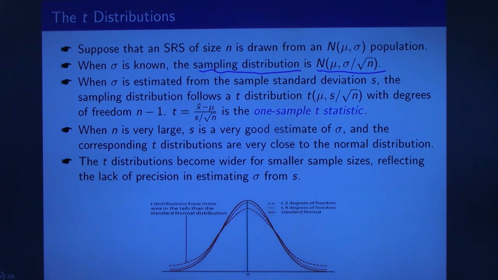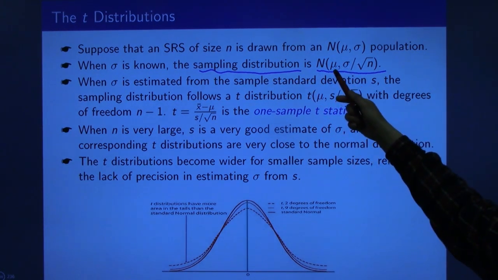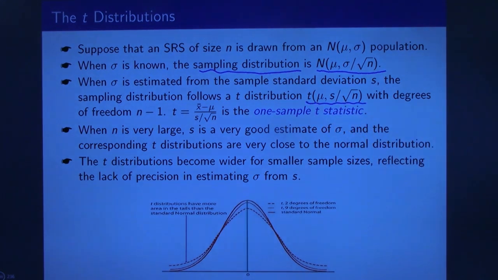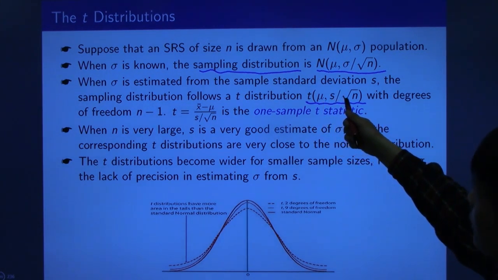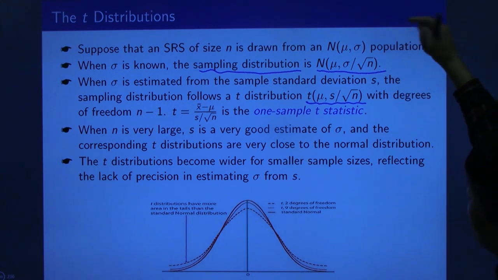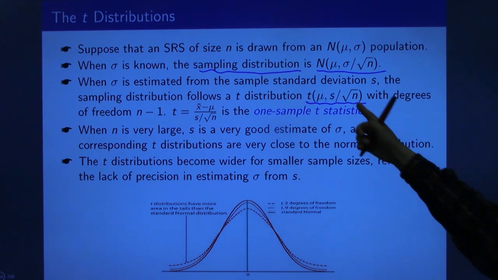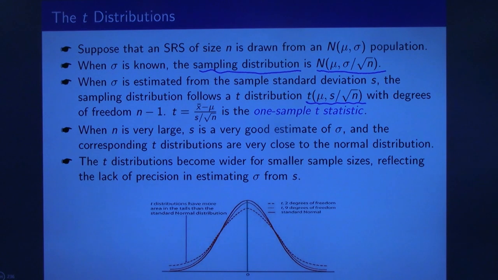But when sigma is not known, we are going to use the standard deviation of the sample S as an estimate. In this situation, the sampling distribution is no longer a normal distribution. Instead, it will satisfy a T distribution. That T distribution has a mean of mu and a standard deviation of S over square root of n. So you can see these two are very similar. If we know sigma, then we just use sigma. If we don't know the population standard deviation sigma, then we approximate it with the sample standard deviation S. Then instead of writing n, we write t. So that's called the T distribution.